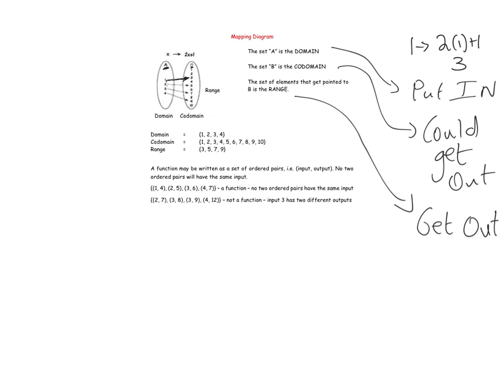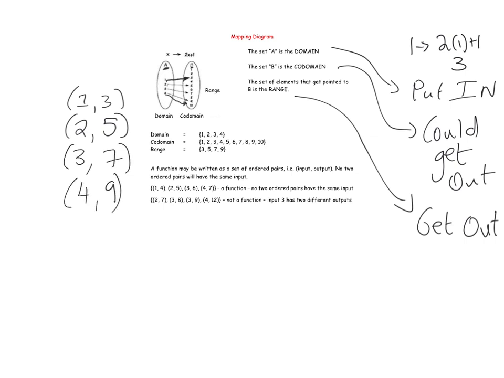Now, bear in mind that a function always has to have an input that only has one output. So a function is not a function if, for example, this 4 was also pointed at 10. Every input of a function has to have only one output. That's the key definition of a function. A function may also be written as ordered pairs. In this one, the ordered pairs would be (1, 3), (2, 5), (3, 7), and finally (4, 9).